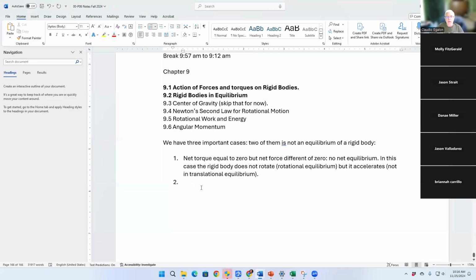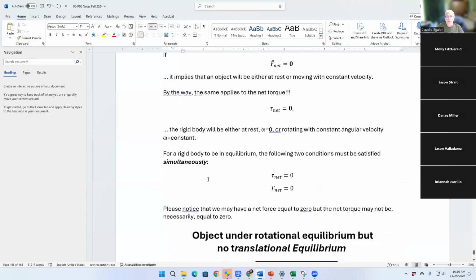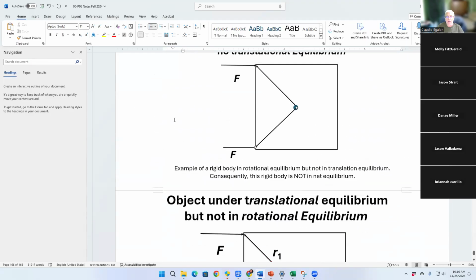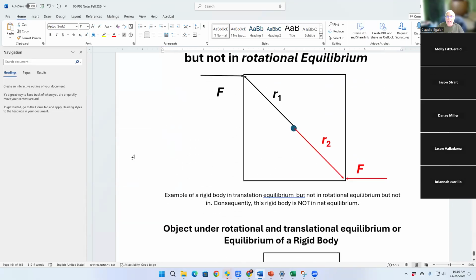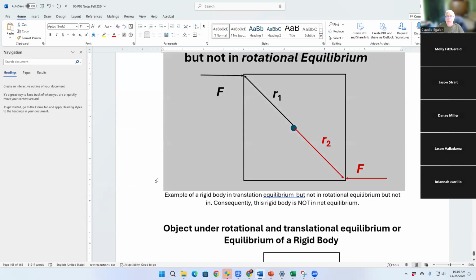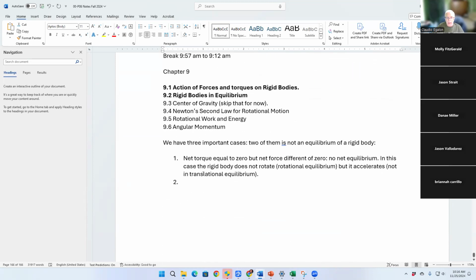In the second case, the middle one, the rigid body is accelerated to the right, but it's not rotating. Here's the case that the rigid body can be either at rest or moving with constant velocity. Net force equal to 0, but net torque different from 0. Okay, no net equilibrium.